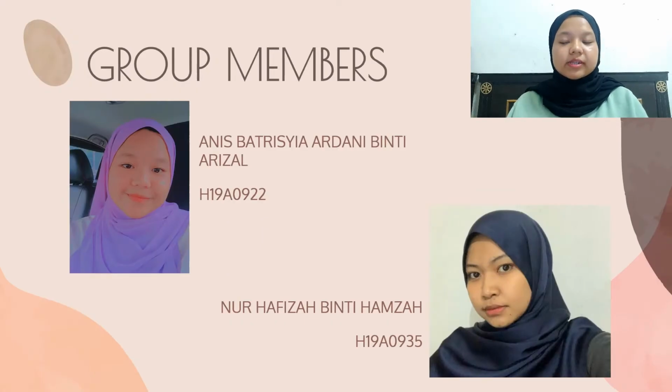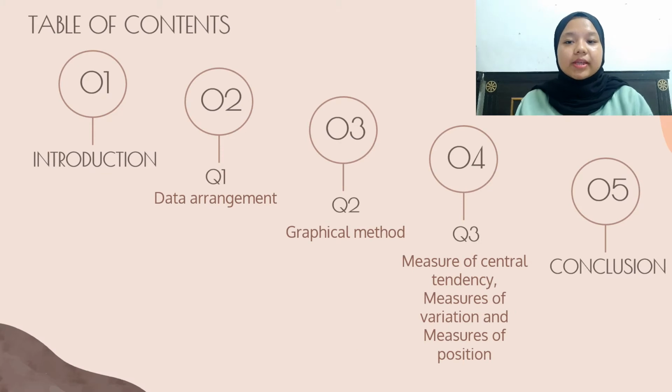Before we start, I would like to introduce our group members, which consist of only two of us. The first one is myself, Anis Batrisha Ardani binti Arizal, with the metric number H19A0922. And my other partner is Nur Hafiza binti Hamzah, with the metric number H19A0935.